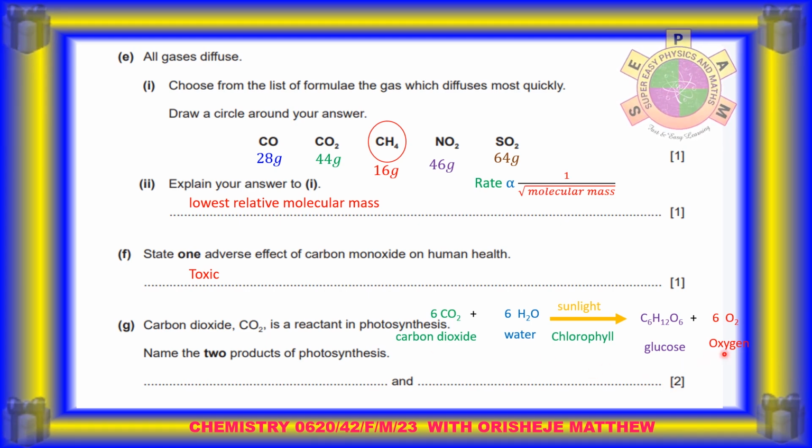So what are the two products? Carbon dioxide is a reactant in photosynthesis, so name the two products. You have glucose and oxygen. So that's a direct question.